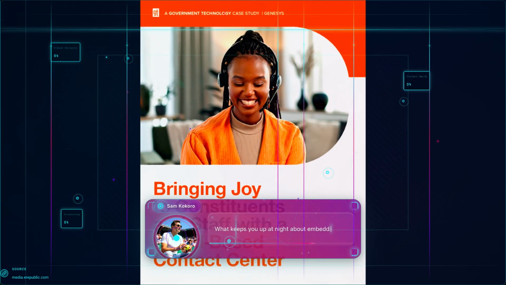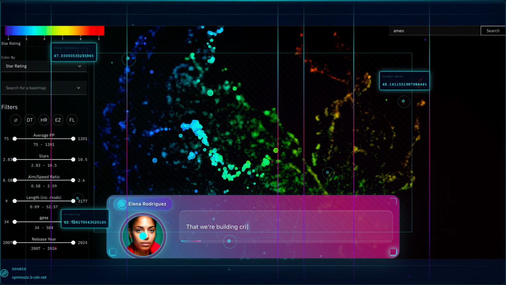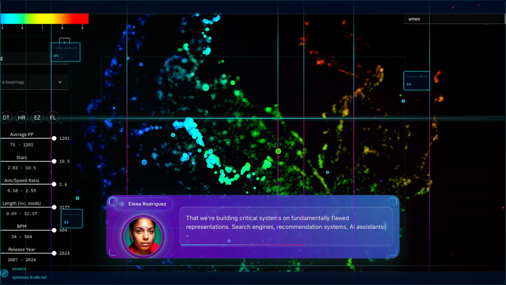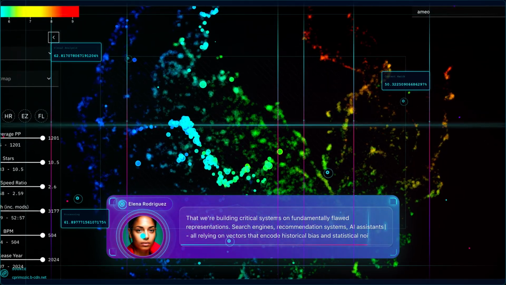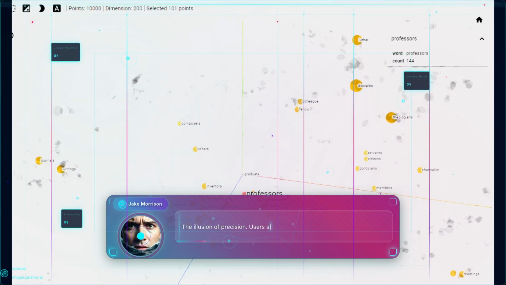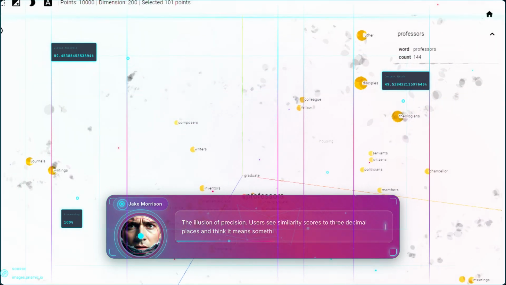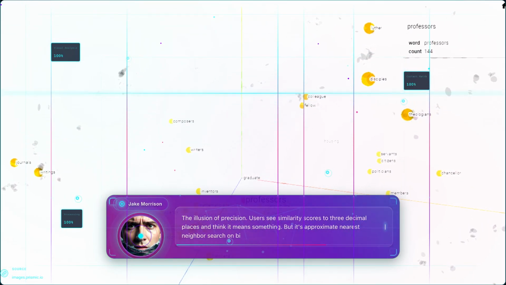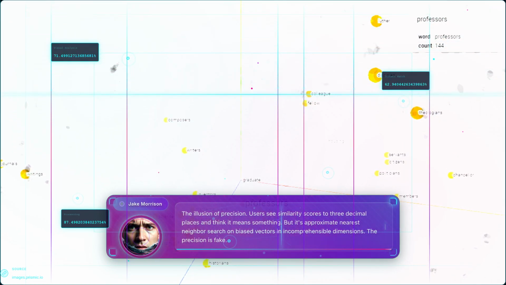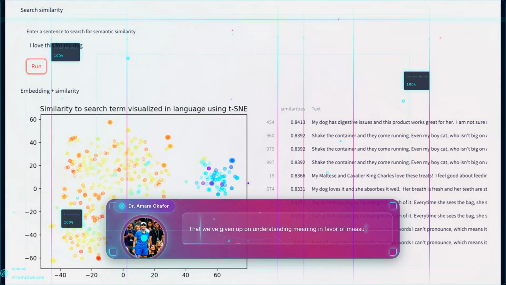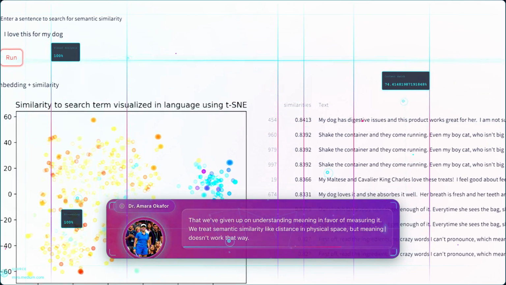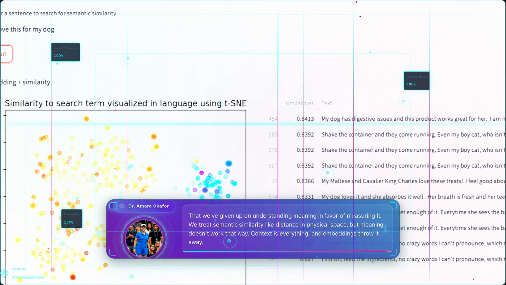What keeps you up at night about embedding systems? That we're building critical systems on fundamentally flawed representations. Search engines, recommendation systems, AI assistants, all relying on vectors that encode historical bias and statistical noise as if it were truth. The illusion of precision. Users see similarity scores to 3 decimal places and think it means something. But it's approximate nearest neighbor search on biased vectors in incomprehensible dimensions. The precision is fake. That we've given up on understanding meaning in favor of measuring it. We treat semantic similarity like distance in physical space, but meaning doesn't work that way. Context is everything and embeddings throw it away.